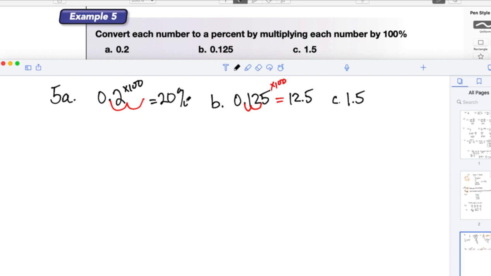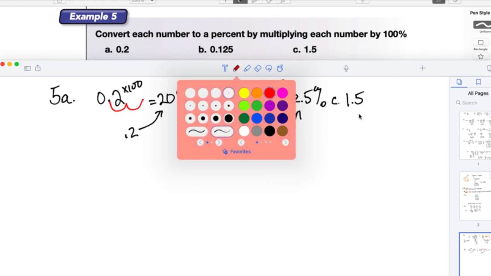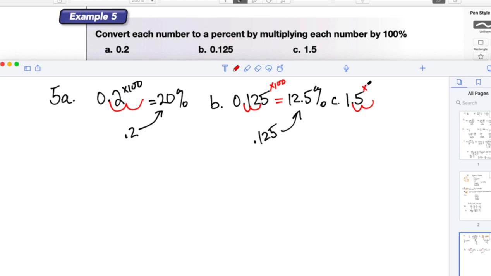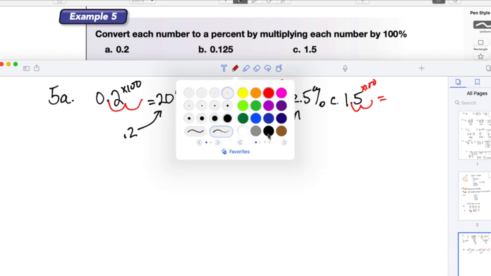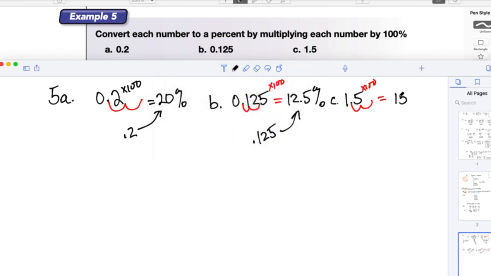Each of these, by the way, I should write like this. These are percentages, all right? So 0.2 as a decimal is equal to 20%. 0.125 as a decimal is equal to 12.5%. For 1.5, again, we're going to move that decimal place over 2 spaces to symbolize multiplying by 100. When we do that, we see that our answer is 150%. So it's one whole and then 50. 1.5, one whole, then 50 gives us 150%. I hope that's making sense.